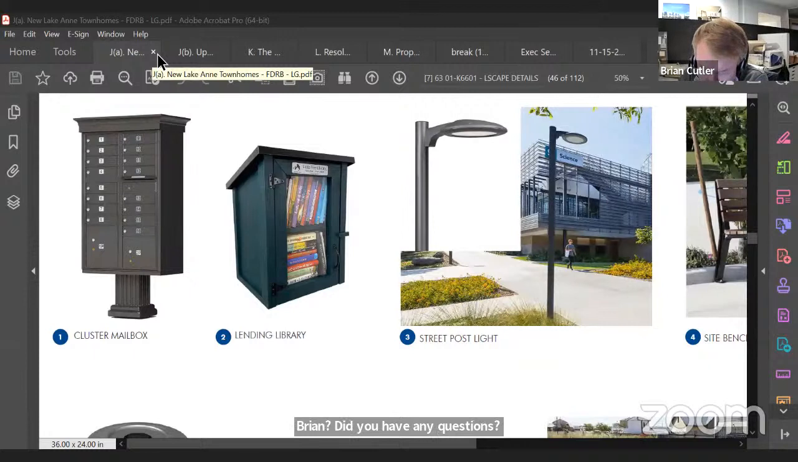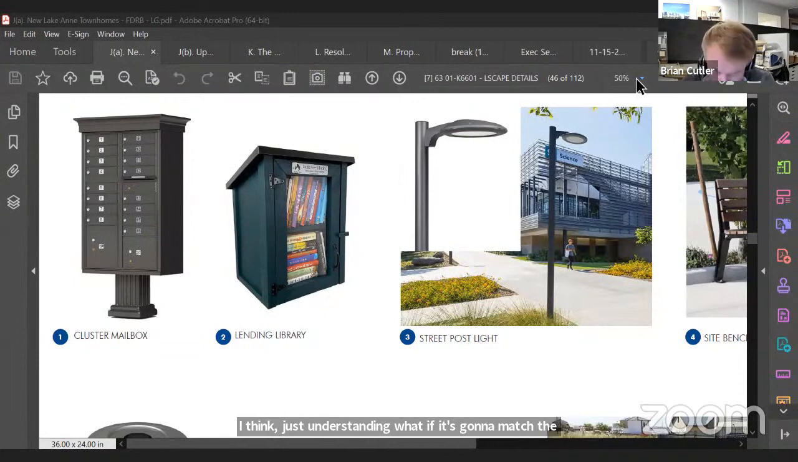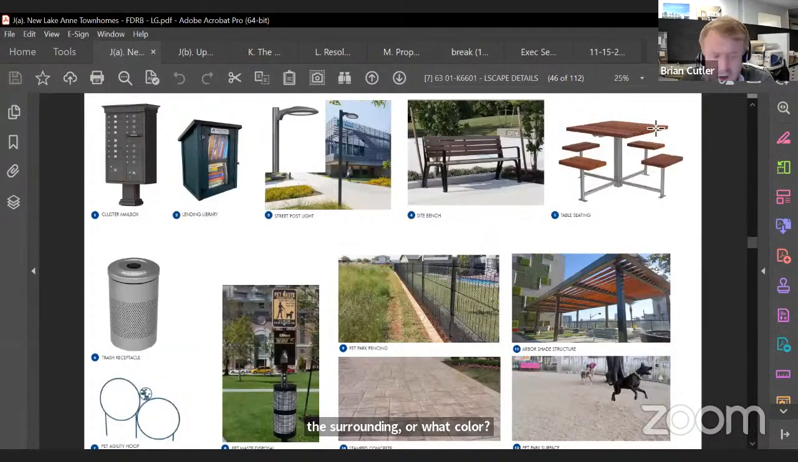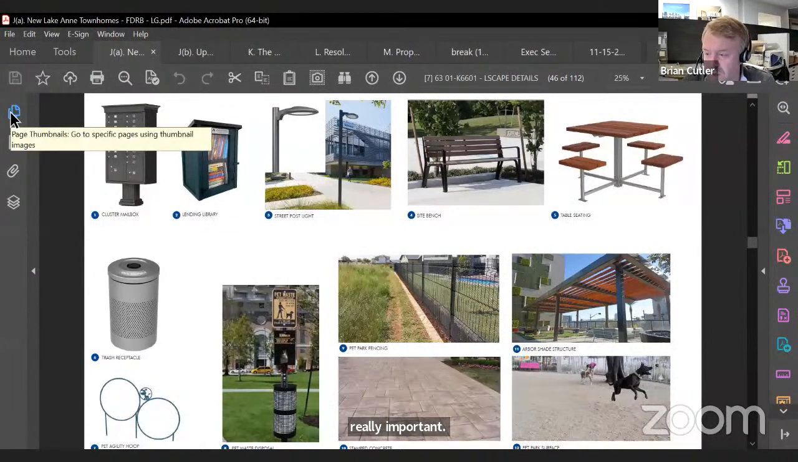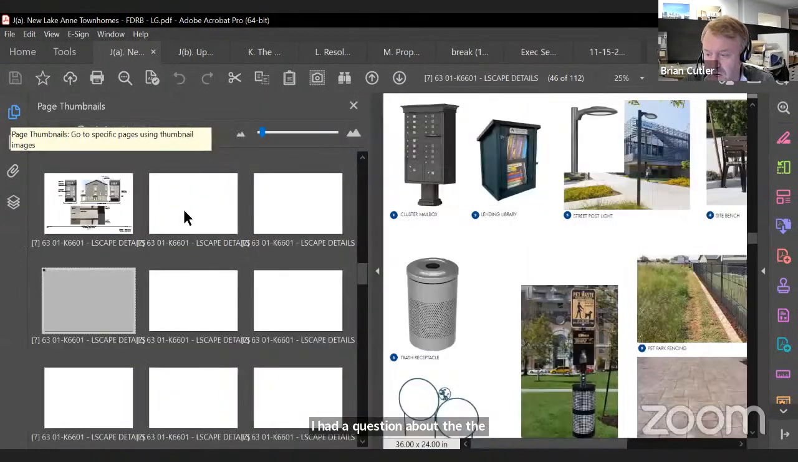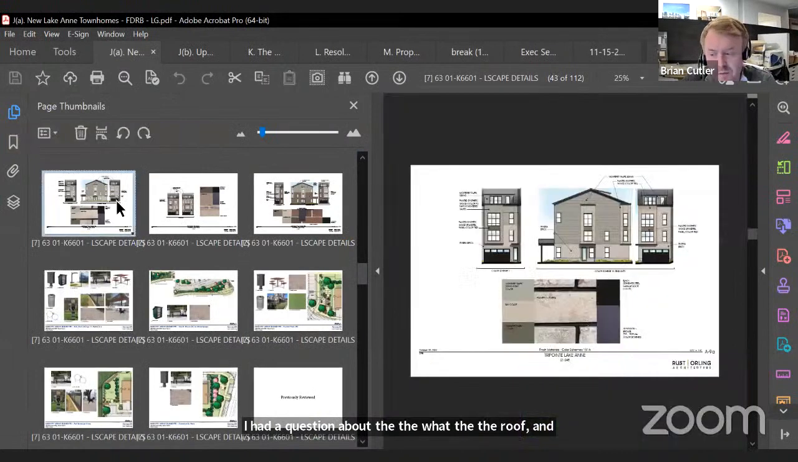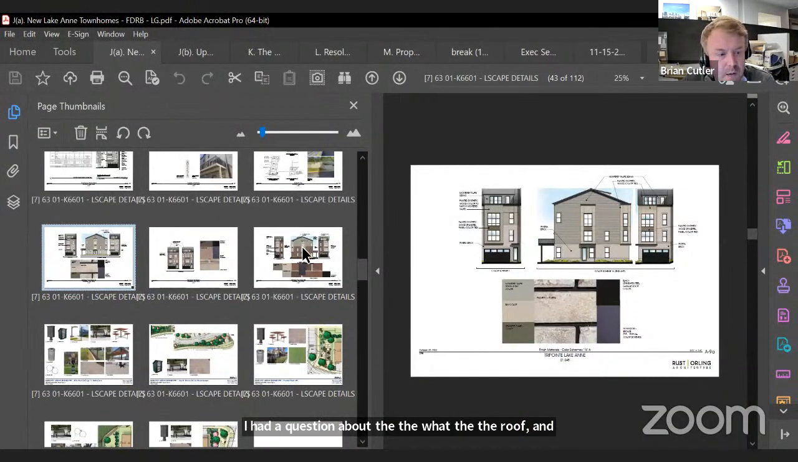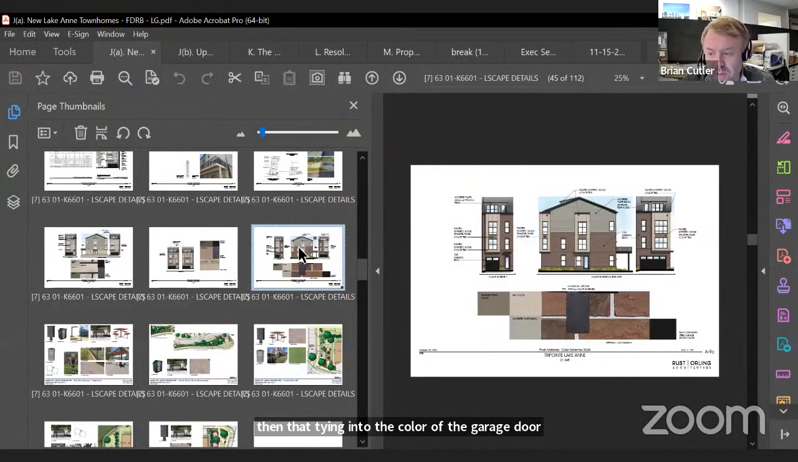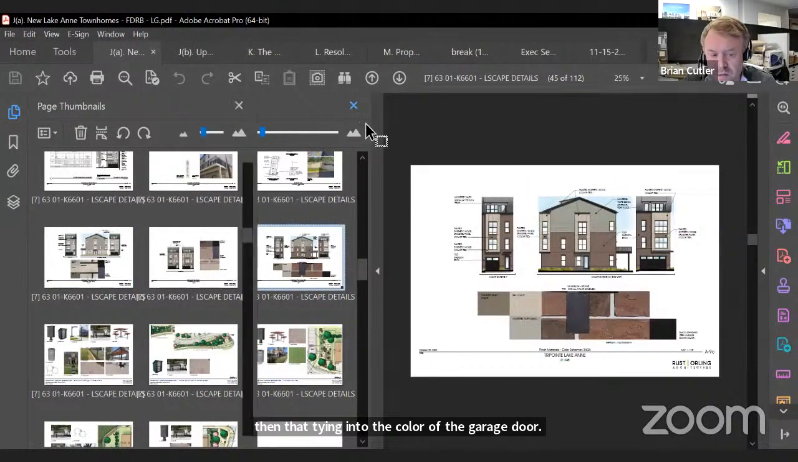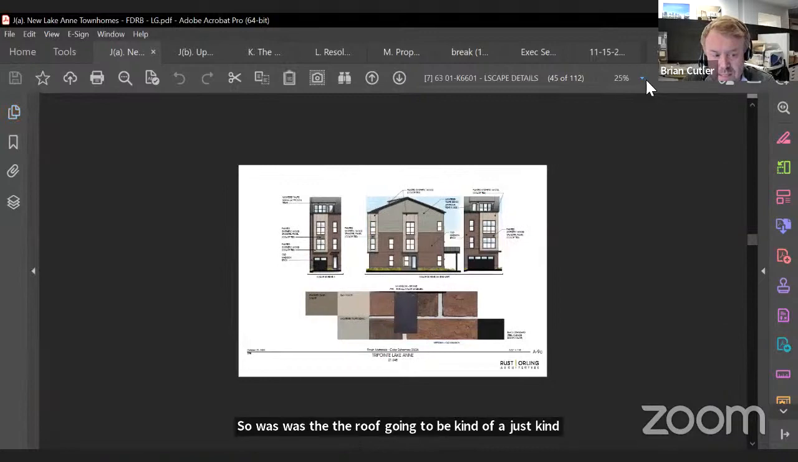It was brought up earlier, but I just want to echo the need to clarify the spandrel panel on the elevations. I think just understanding if it's going to match the surrounding or what color exactly that's going to be and how that ties in would be really important. I had a question about the roof, and then that tying into the color of the garage door. So was the roof going to be a very dark charcoal, almost black roof? Is that the intent?